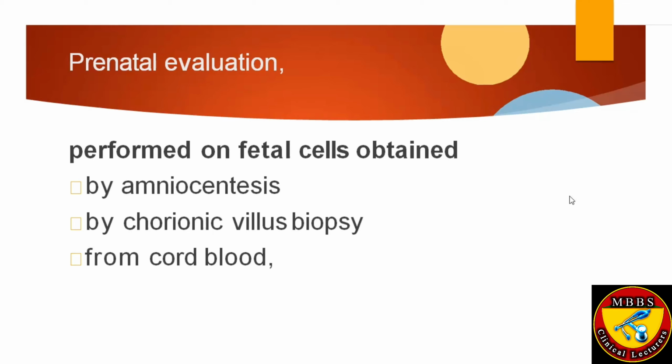Amniocentesis is done at the 14th week of gestation, and chorionic villus biopsy as early as the 8th to 10th week, and even from the cord blood we can make an early diagnosis in the prenatal evaluation.